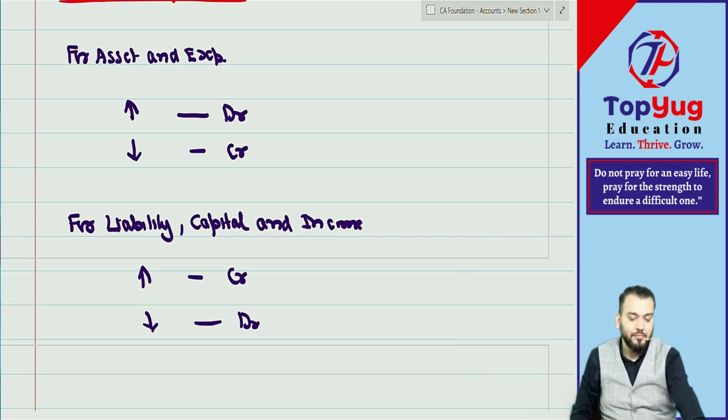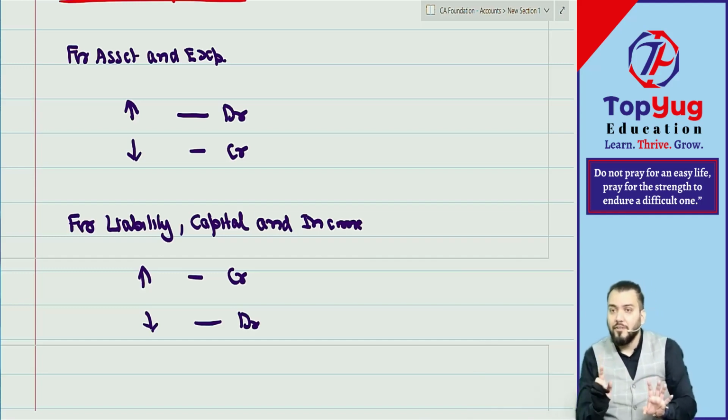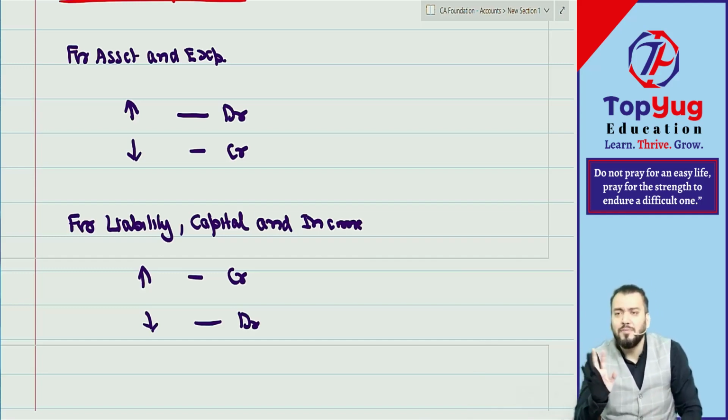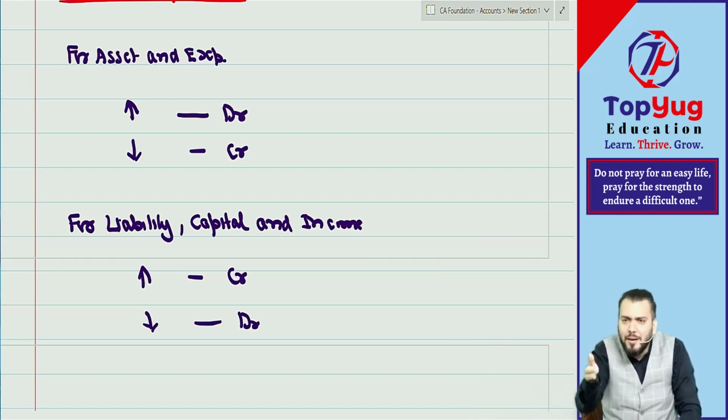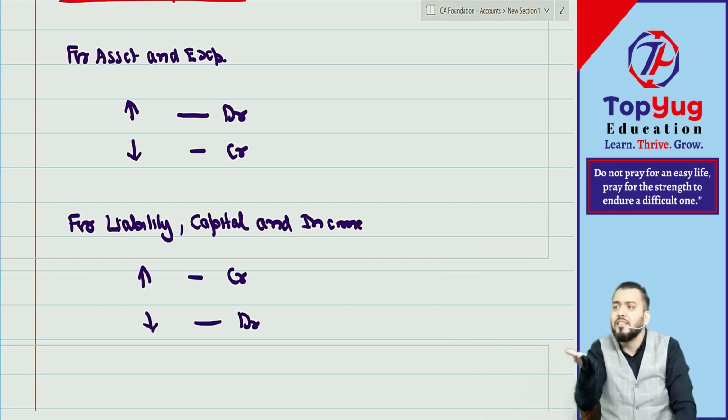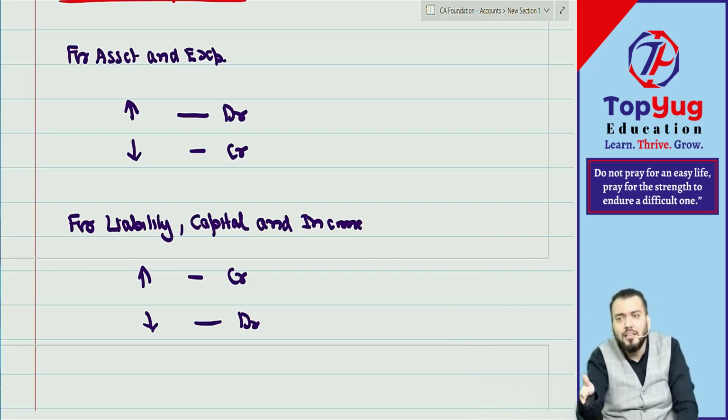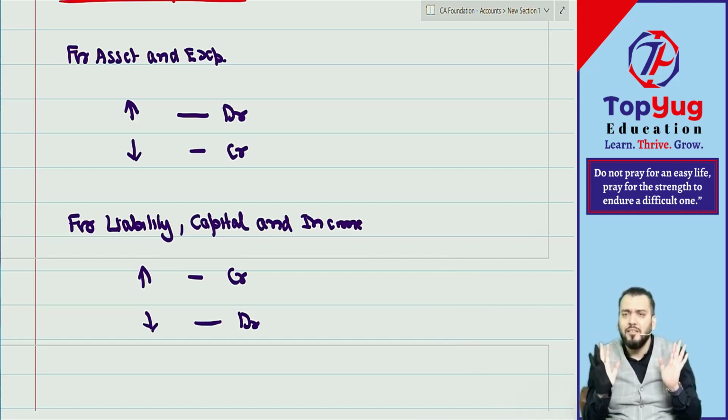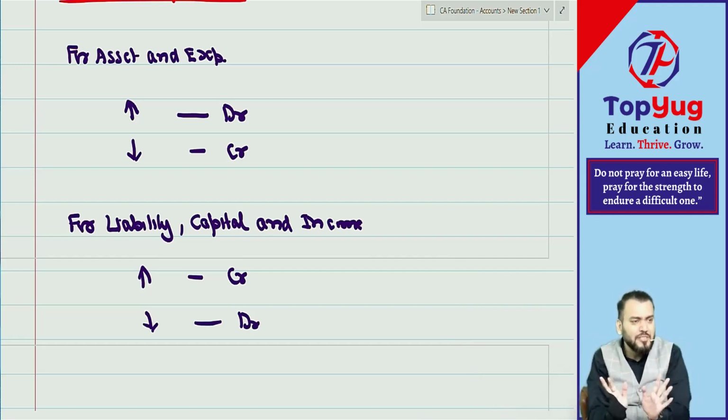Understood? So we have tried to simplify it. Are you getting? Now there is no need to identify real account, personal account or nominal account. Just identify whether that item is an asset, liability, income, expense or capital. Then identify whether there is an increase or decrease: increase, apply the rules; decrease, apply the rules. So simple. It becomes simple now.